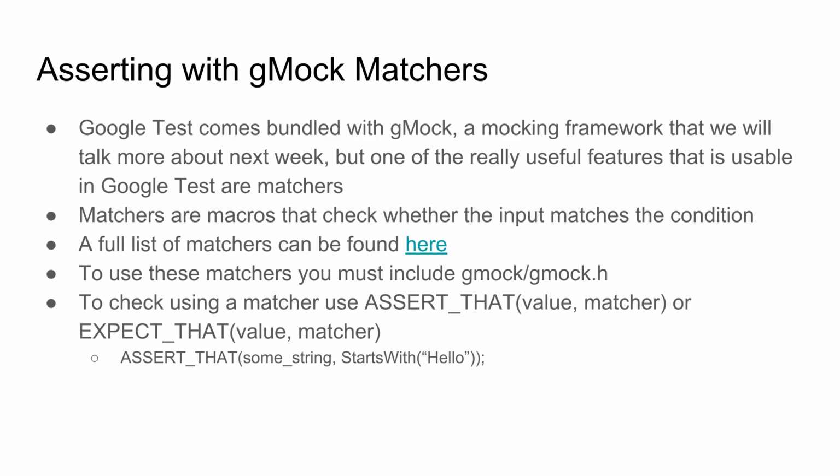One cool thing that comes from gMock, which hopefully, again, we'll have time to talk about later, are matchers. Matchers allow you to check against some type of pattern. They allow you to test things like, does a string start with something? Does a string end with something? Does a container contain these values? Does a container have some of these values? Does this string contain this regular expression? And if you want to use them, you have to include gmock/gmock.h and then make sure that you link in gMock. And then you use the assert that or expect that, and then you say some value with whatever the matcher happens to be. Again, the matchers can be found over here.